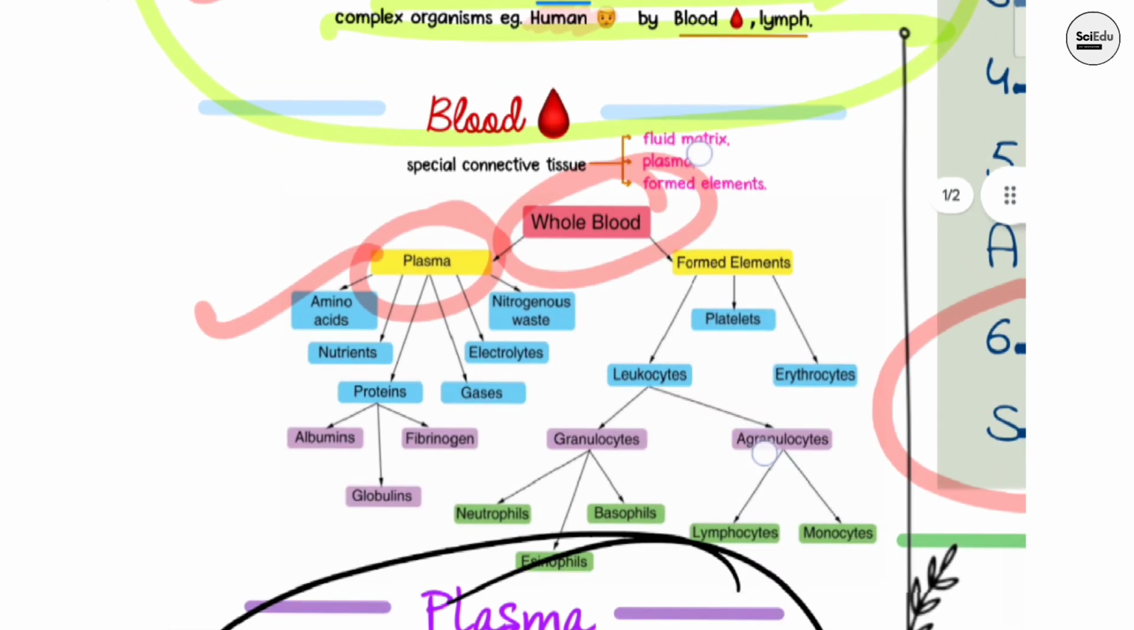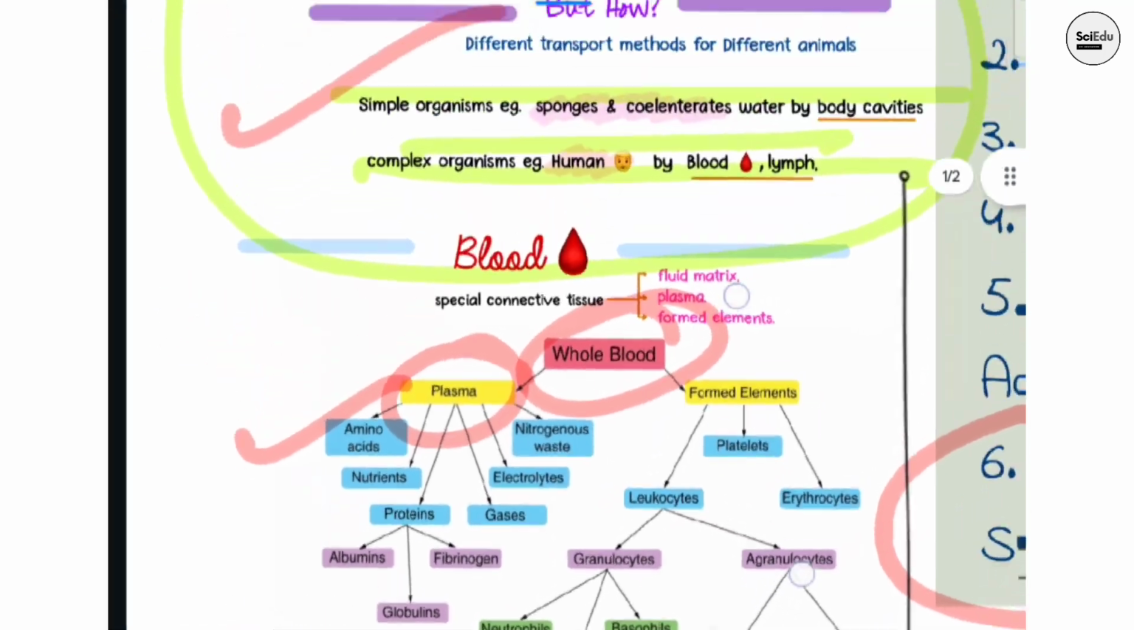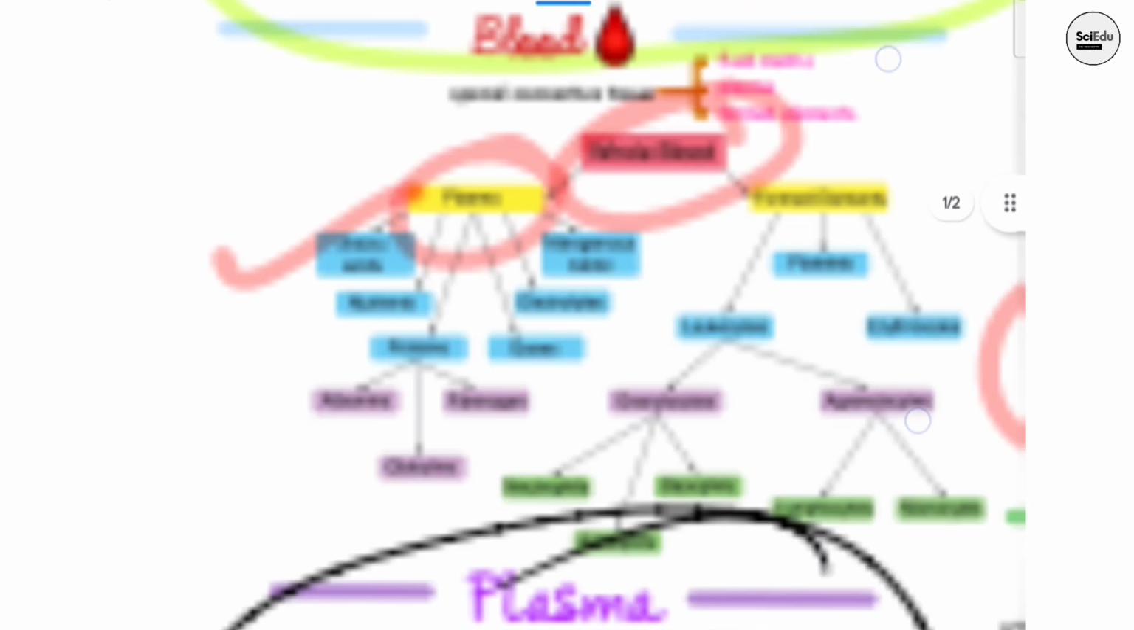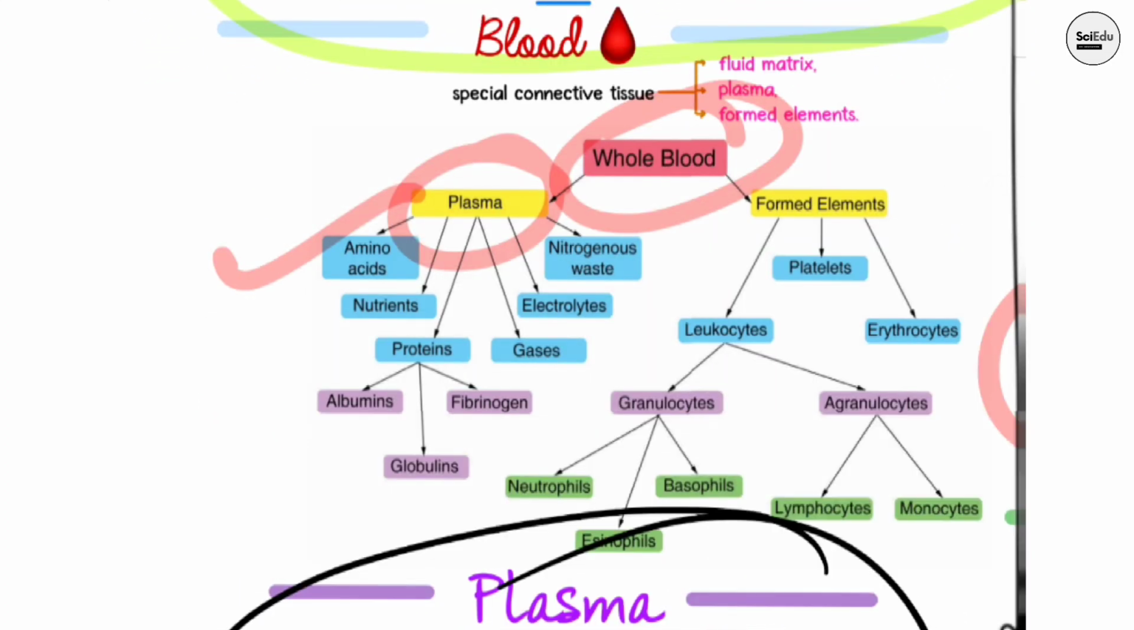In this chapter, you will learn about the composition and properties of blood and lymph, tissue fluid, and the mechanism of circulation of blood is also explained herein.